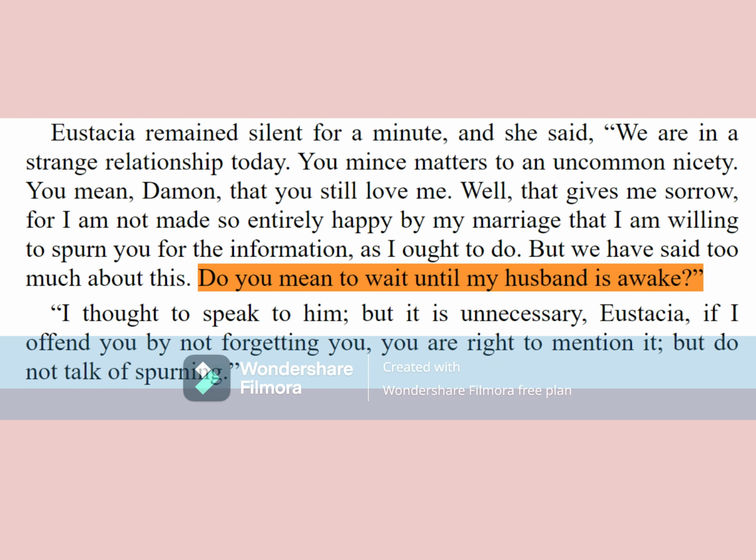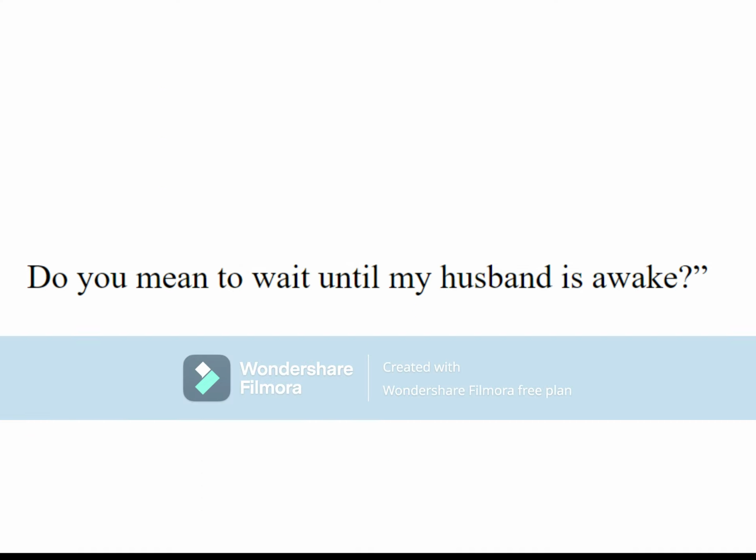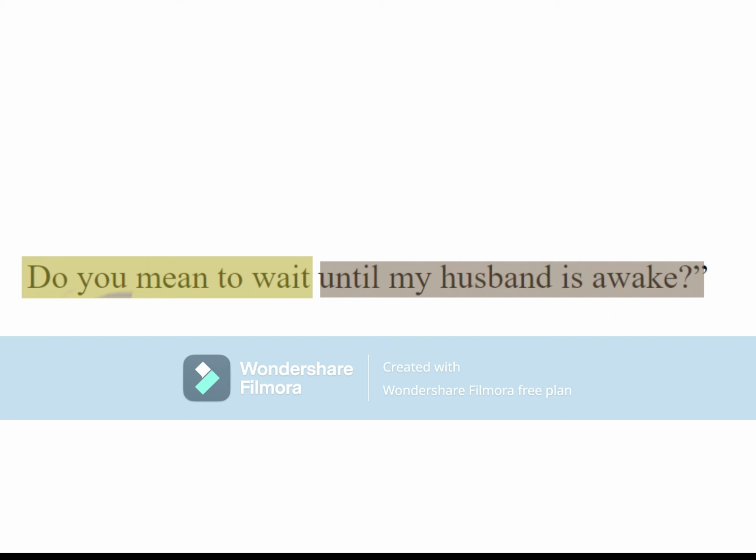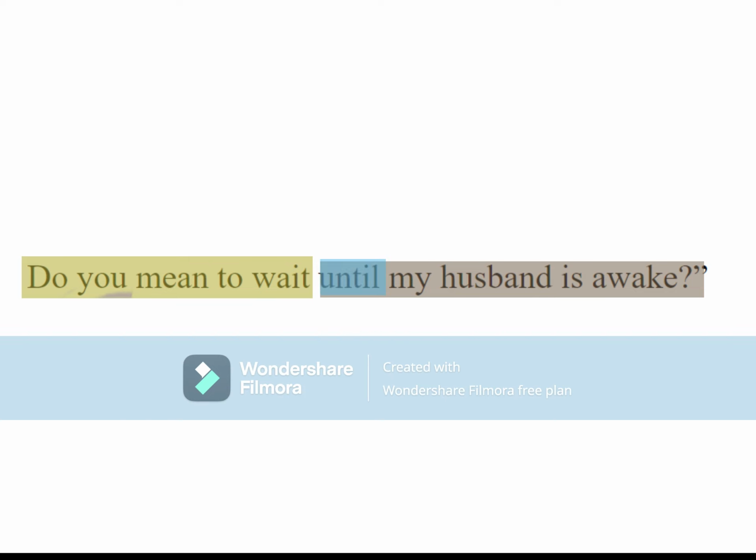This is our first sentence. Do you mean to wait until my husband is awake? Do you mean to wait? It's our main clause. Until my husband is awake, it's our adverbial clause. And until would be our subordinating conjunction.